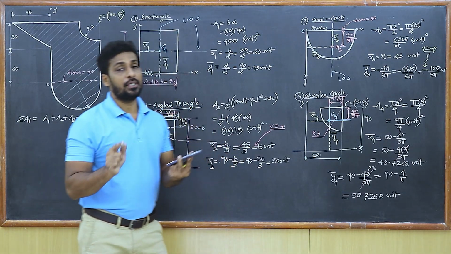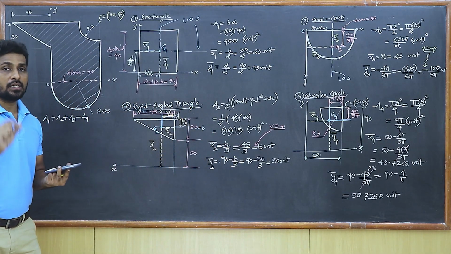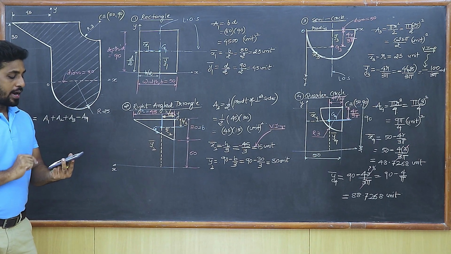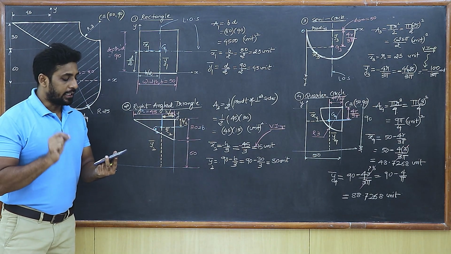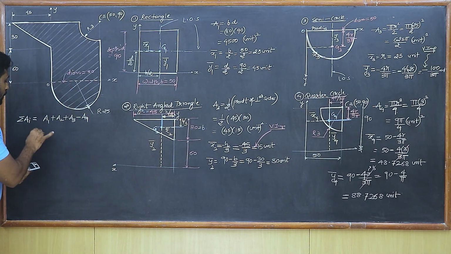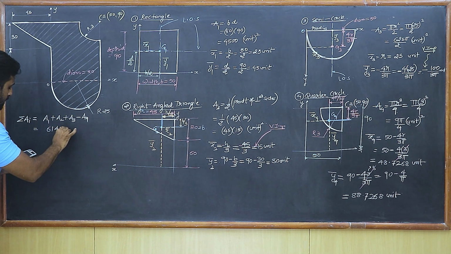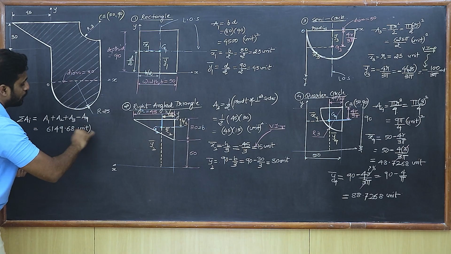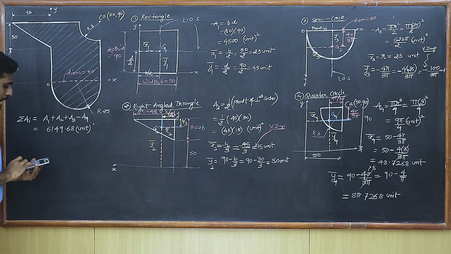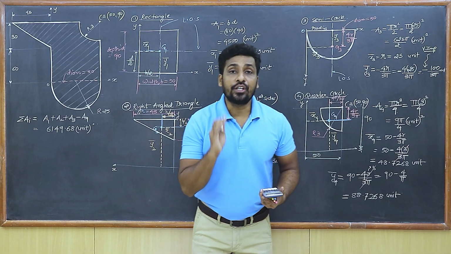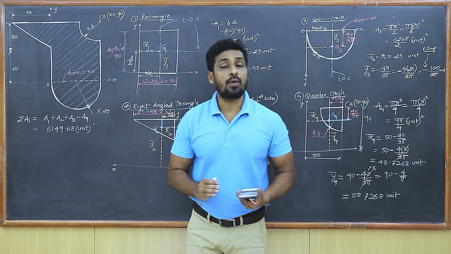So I'm going to get this summation of AI. You got to be very careful. A1 plus A2 plus A3 and minus of A4. So my answer, students, comes 6149.679. So I can write my answer for the area over here as 6149.68 unit square. So students, I've got my answer for summation of AI also, and I've already told you the formula for x bar and y bar.